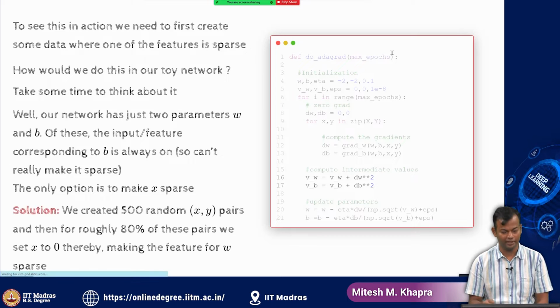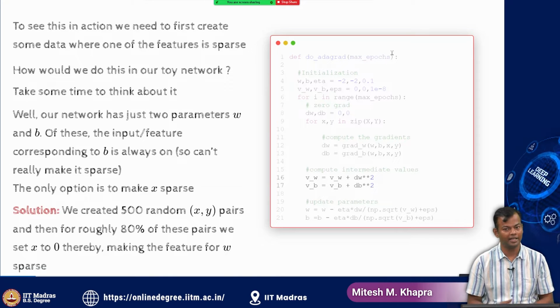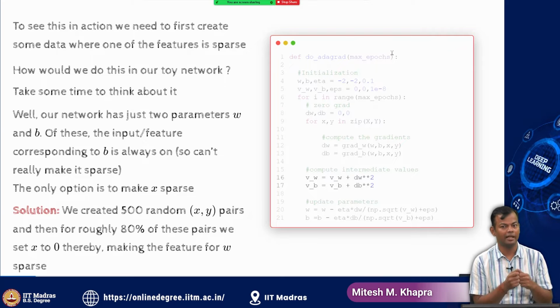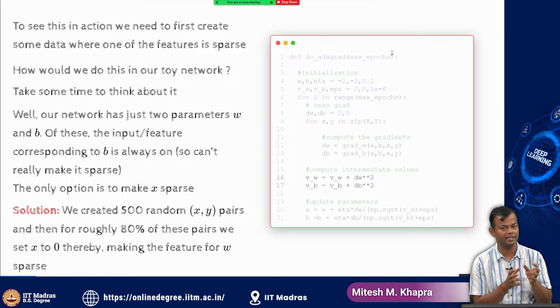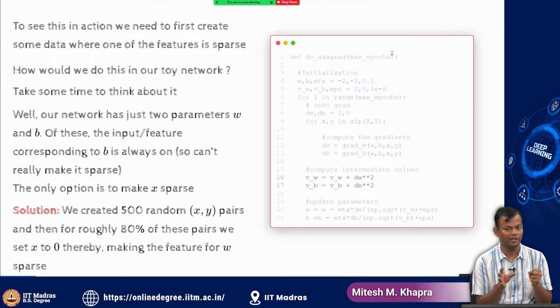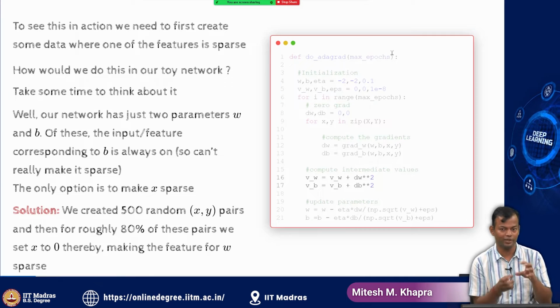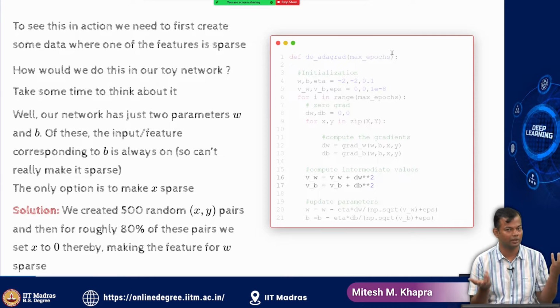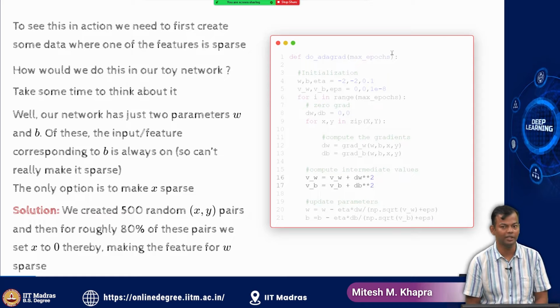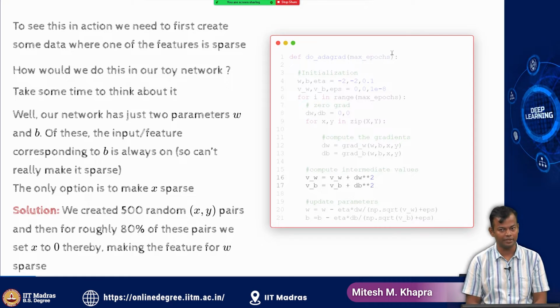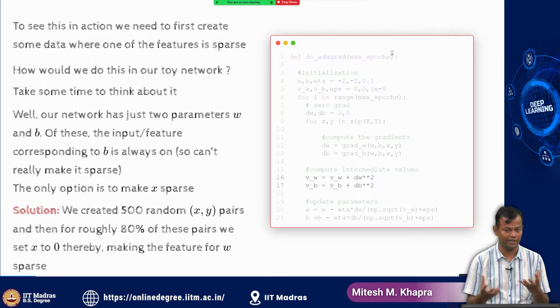So the way I've created the data for this is that I created 500 random X comma Y pairs, and then for roughly 80% of these pairs, I set X to 0, right? And thereby making the feature X very sparse, because 80% of the time it is 0, and that's the definition of a sparse feature, that a majority of times, or significantly more than a majority of times, it's 0. So that's how I created this training data.